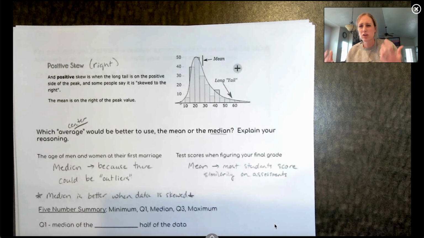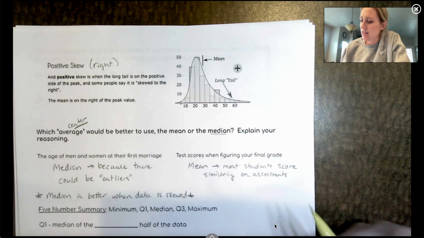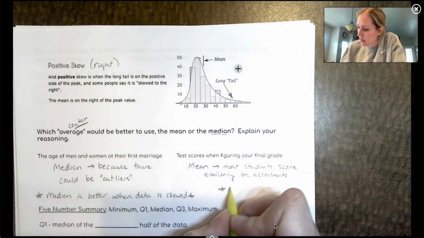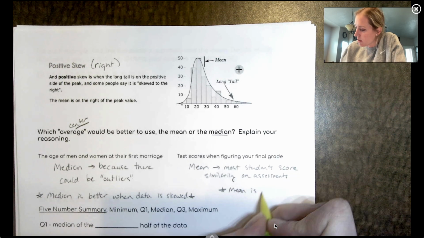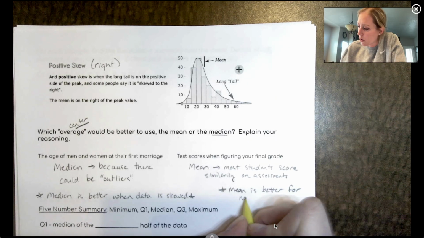Okay, so there's more consistency. So there's not typically outliers, okay? So the mean is better if there's not going to be skew, okay? So mean is better. Sorry, that's a funky looking mean. For no skew.